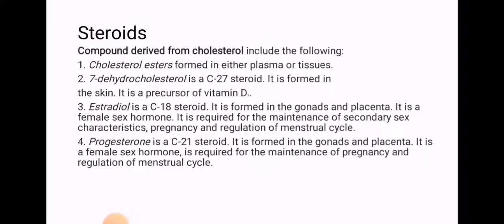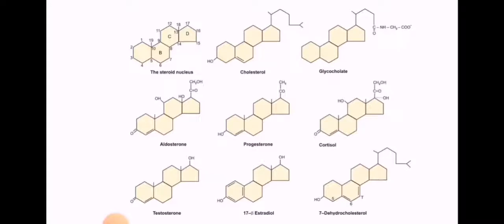And progesterone is a 21 carbon steroid. It is formed in the gonads and placenta. It is a female sex hormone and is required for the maintenance of pregnancy and regulation of the menstrual cycle. So in this diagram you can see the steroid nucleus, that is the cyclopentanoperhydrophenanthrene ring, and the cholesterol structure, and other structures: glycocholate and aldosterone, progesterone, cortisol and testosterone, 17 beta estradiol and 7-dehydrocholesterol.